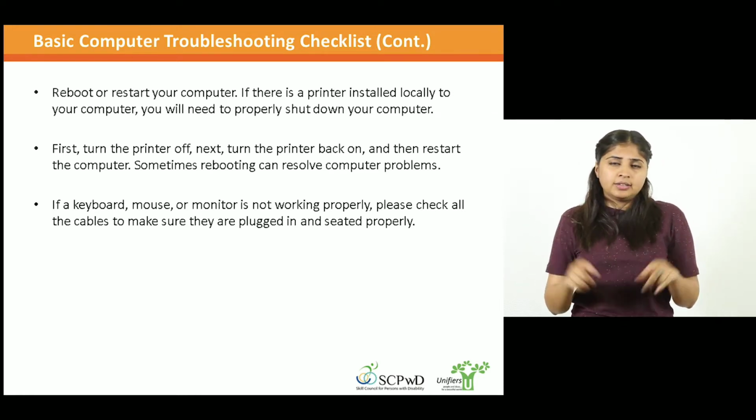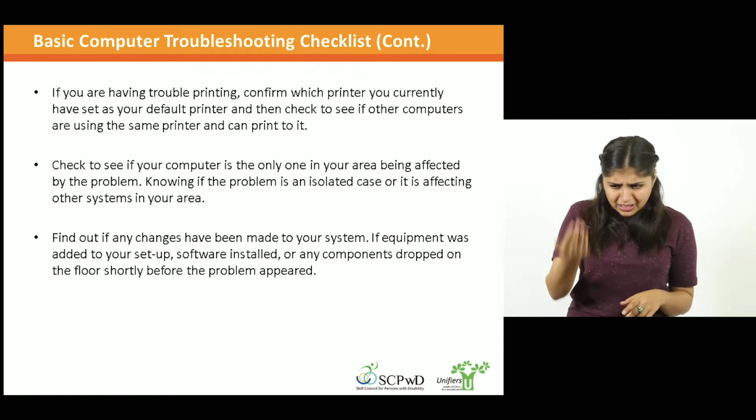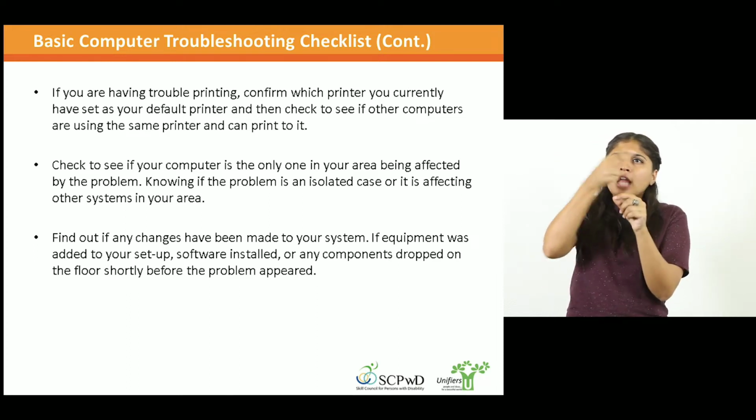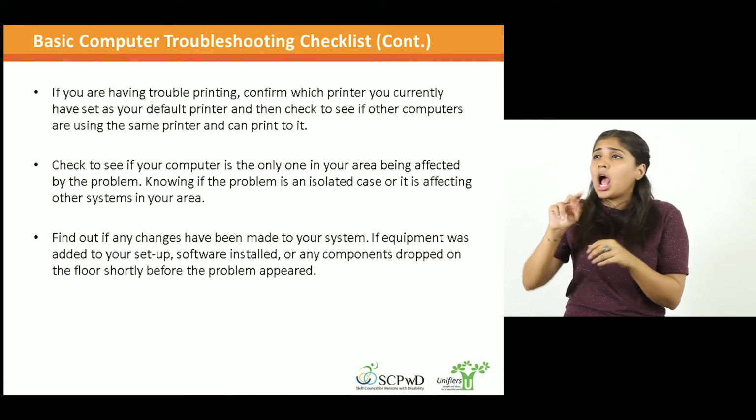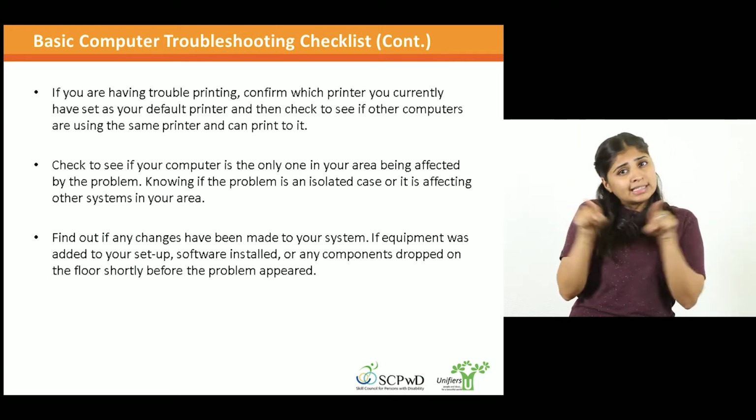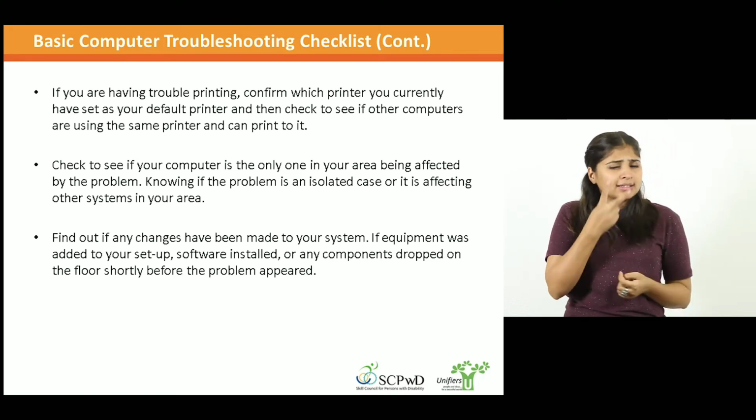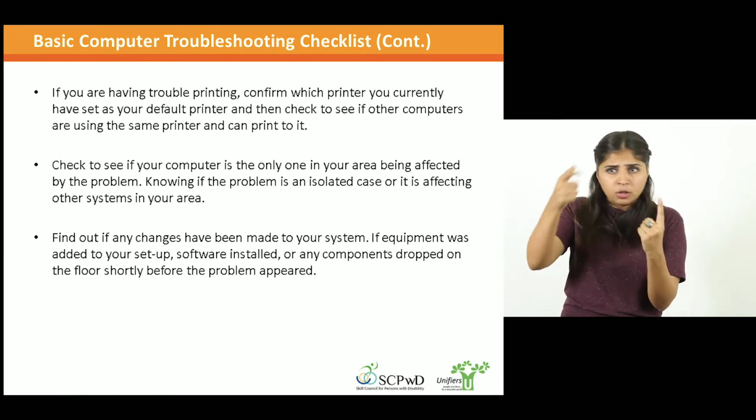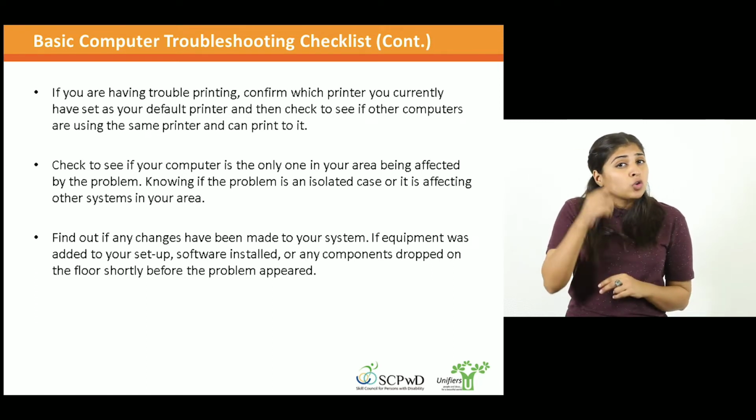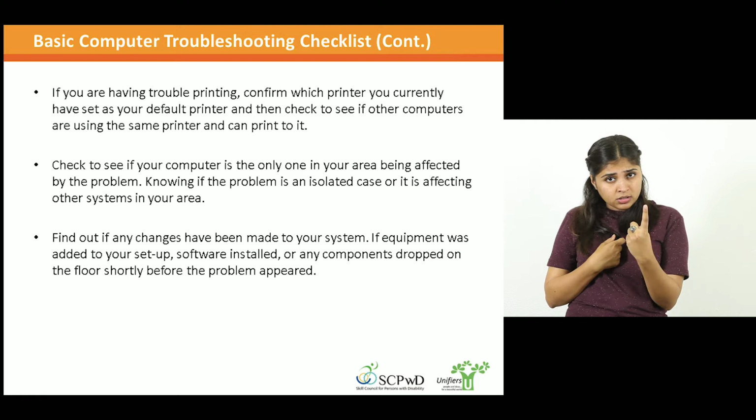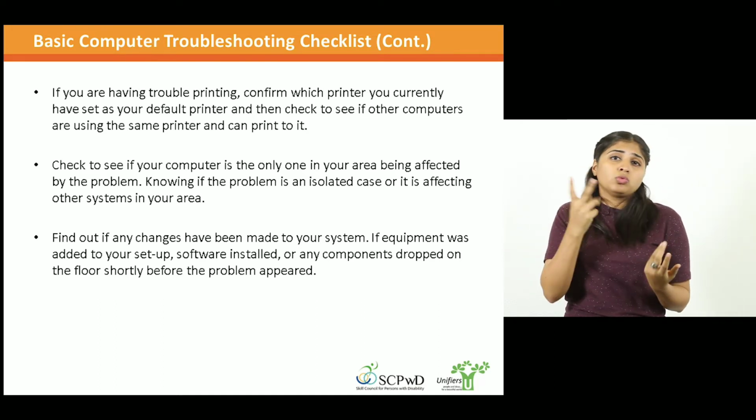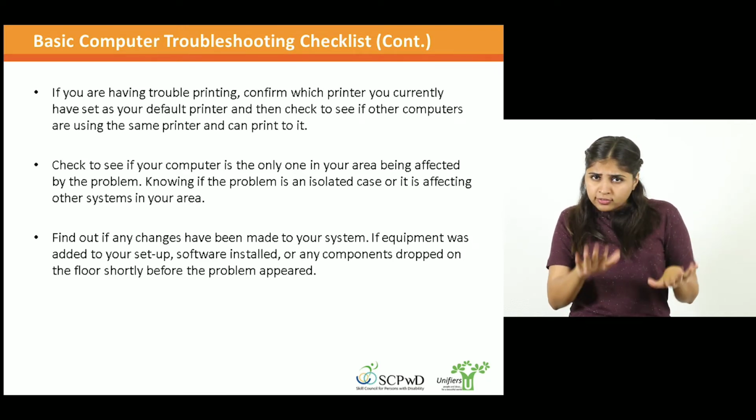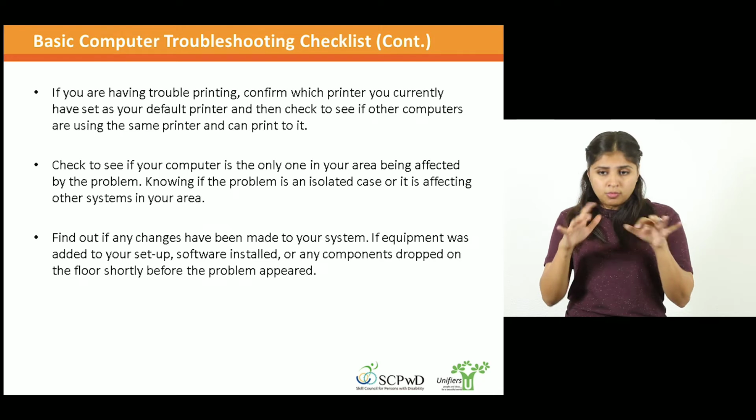If you are having trouble printing, confirm which printer you currently have set as your default printer and then check to see if other computers are using the same printer and can print to it. Check to see if your computer is the only one in your area being affected by the problem, knowing if the problem is an isolated case or it is affecting other systems in your area. Find out if any changes have been made to your system. For example, if equipment was added to your setup, software installed or any components dropped on the floor shortly before the problem appeared.